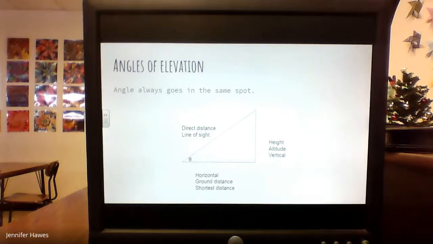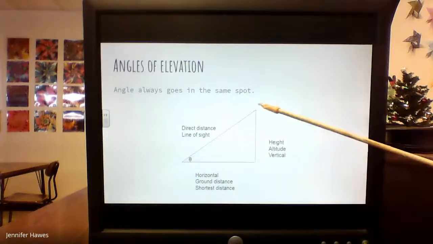Okay, so yes, there should be a 90 right here. I kind of forgot it, but that's okay. All right, so if I have an angle of elevation, I'm looking up. So I'm looking up at the top of a tree, I'm looking up at the top of a building, I'm looking up at a plane, I'm just looking up. So I'm hanging out right here and I'm looking up.